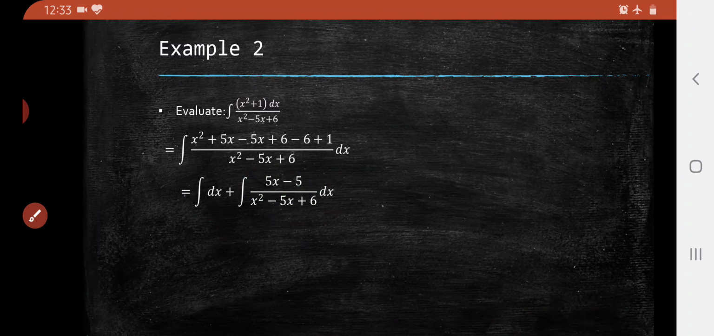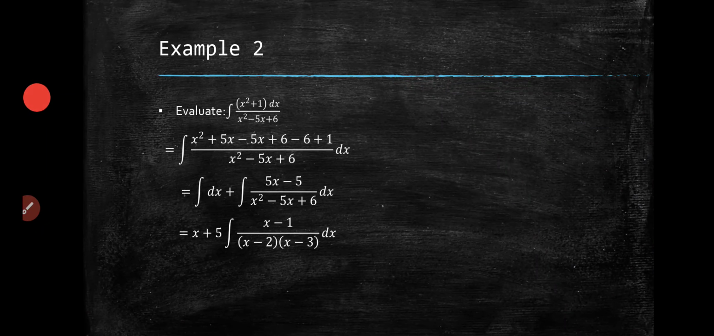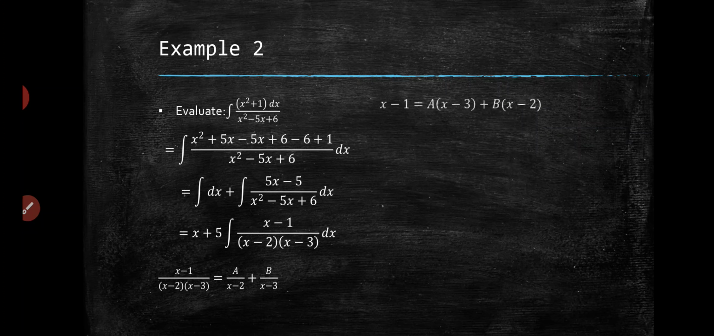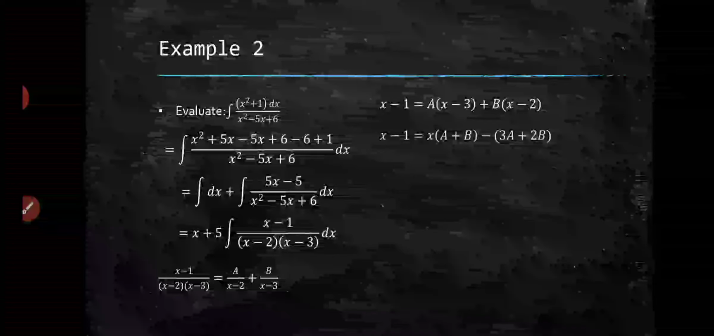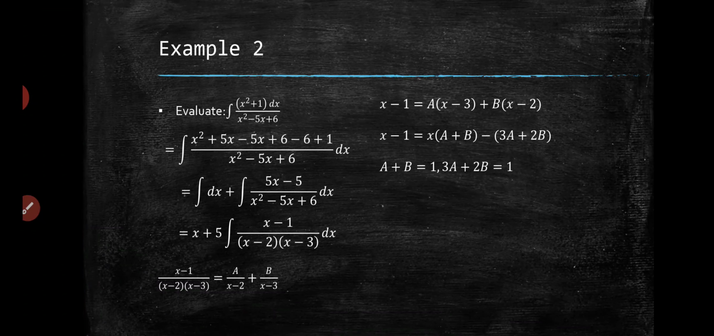So for doing so, we will try to apply this. So (x minus 1) by (x minus 2)(x minus 3) is a by x minus 2 plus b by x minus 3. So once again, our job will be to take LCM. After taking LCM, our job will be to collect the terms containing x and the terms not containing x. Then a plus b here will become 1 and 3a plus 2b will also become 1. Now after solving, a comes out to be minus 1, b comes out to be 2.